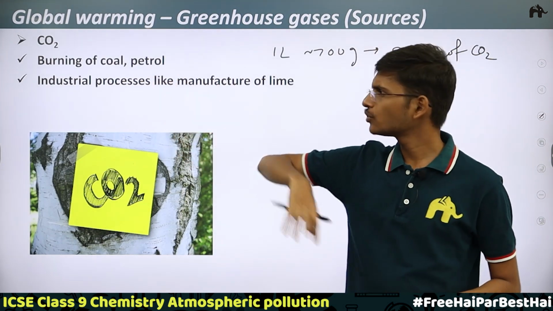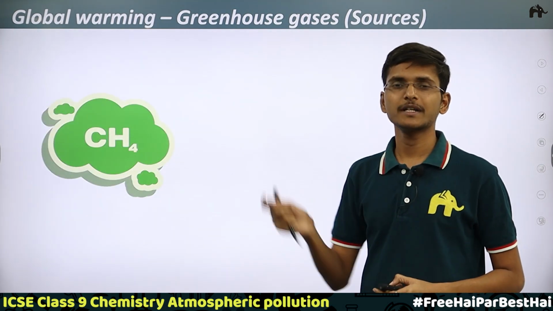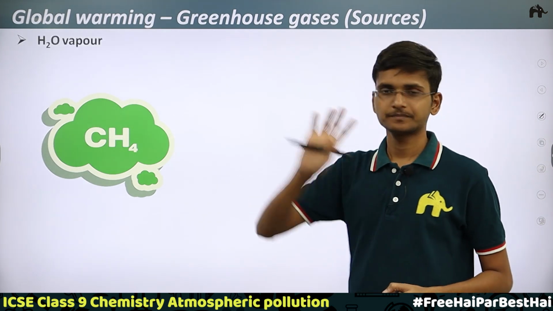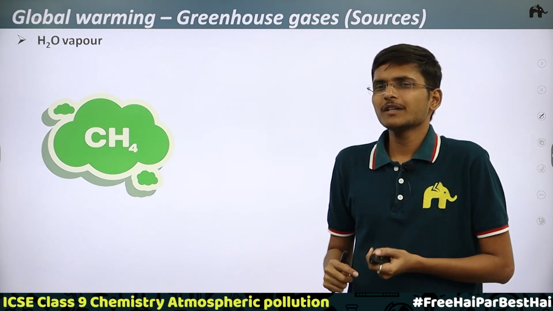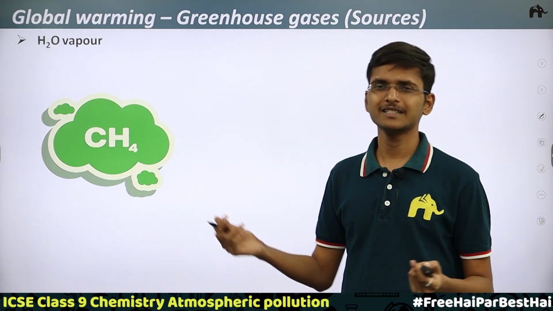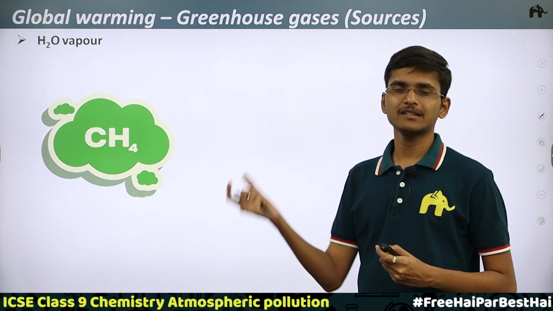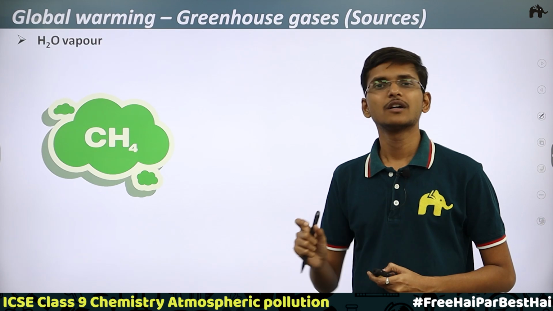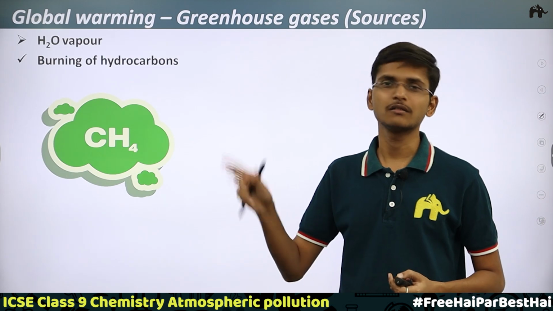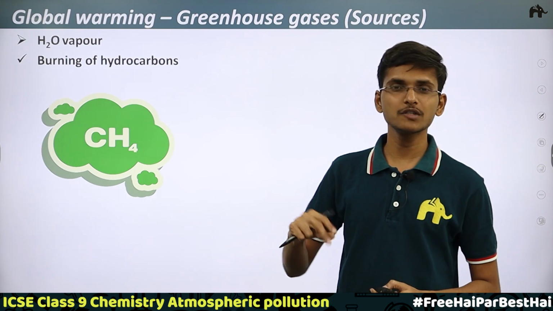So, burning of coal and petrol, industrial processes like manufacturing of lime, which I have already told, and respiration. Apart from that, another greenhouse gas is water vapor. Water evaporates from the seas, oceans, lakes, rivers and so on. But when we talk about chemical industries, the chemicals which give us water vapor on a large scale are hydrocarbons. When we burn hydrocarbons, we get water vapor.